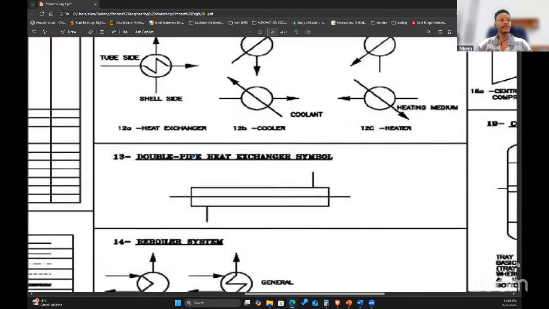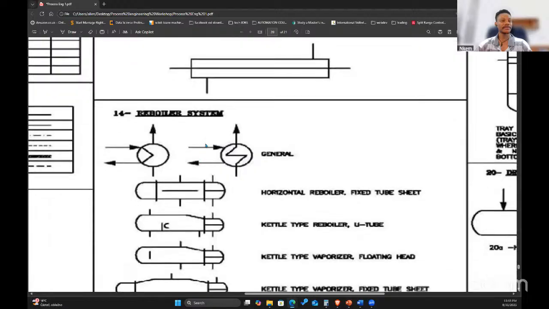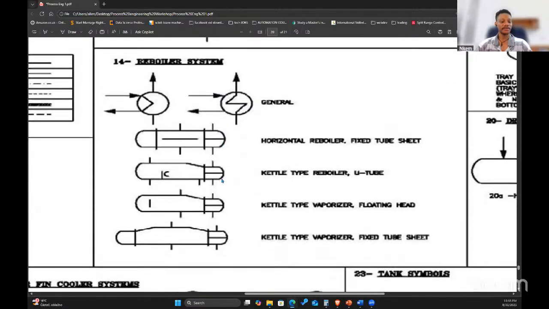Then you have double pipe heat exchanger, also a heat exchanger symbol. Then you have for your reboiler systems. These are for reboiler systems. It's also a kind of, I wouldn't call it a heat exchanger. It's just like your pot for cooking. Yeah, it's used for cooking.